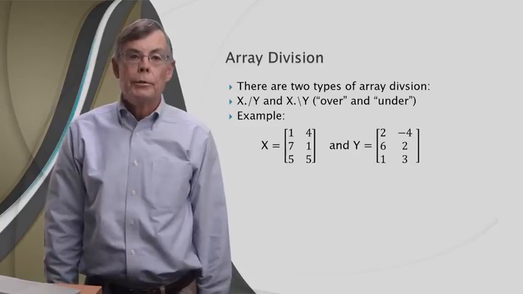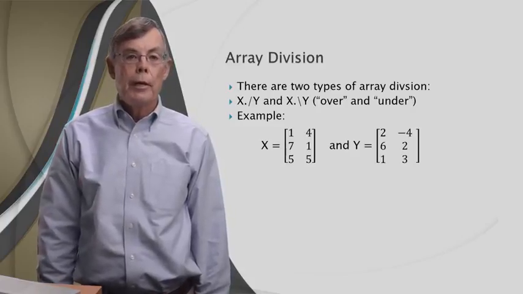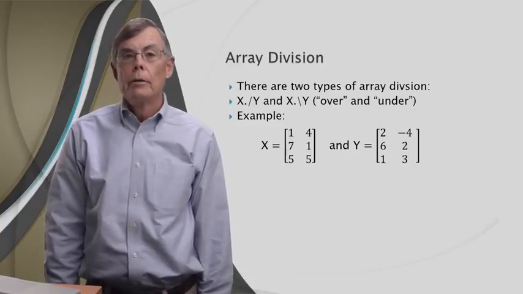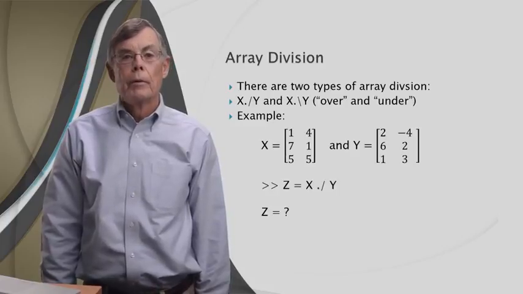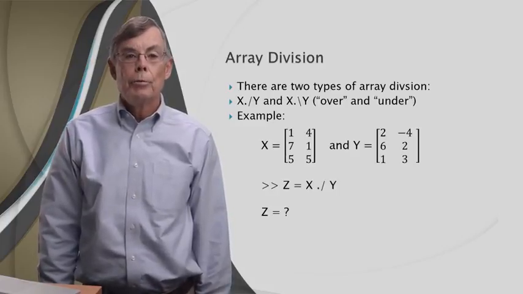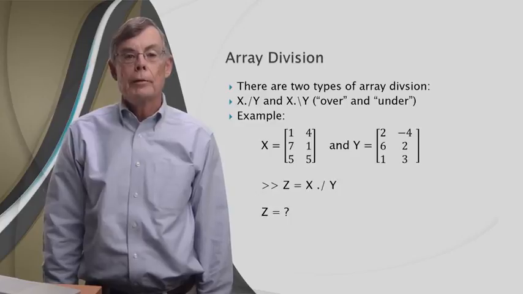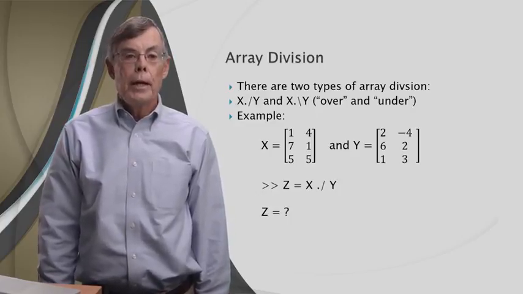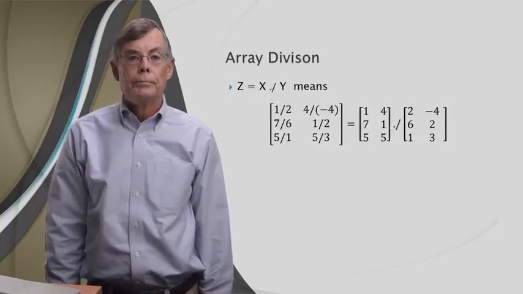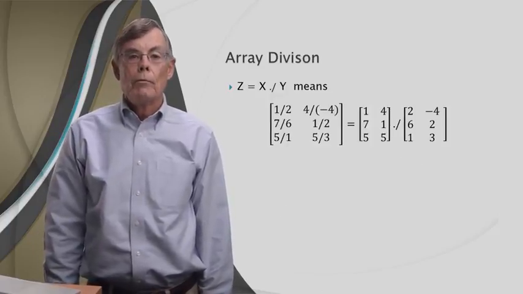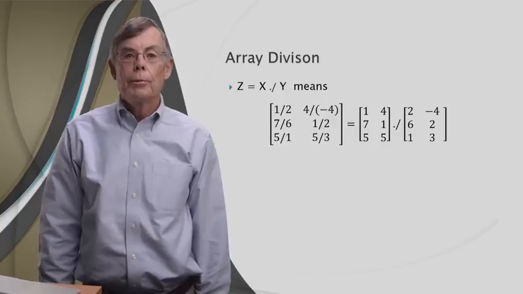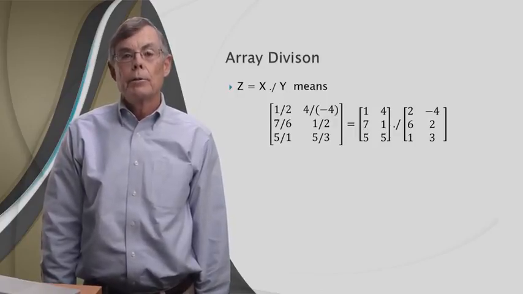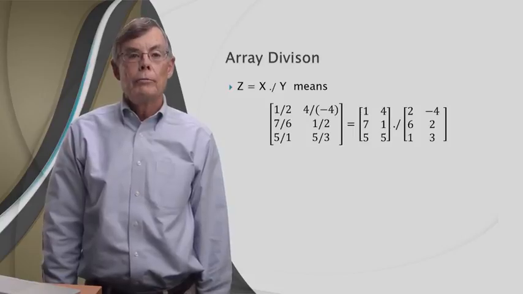Here's an example. You see an x and a y. They're both the same shape and size. That's required for array division. And now let's suppose we use that first example, x dot slash y, x over y, and put that in z. So what does z look like? Well, over on the right side, we see x written out and y written out, separated by the dot slash operation. And over on the left, we see the result.